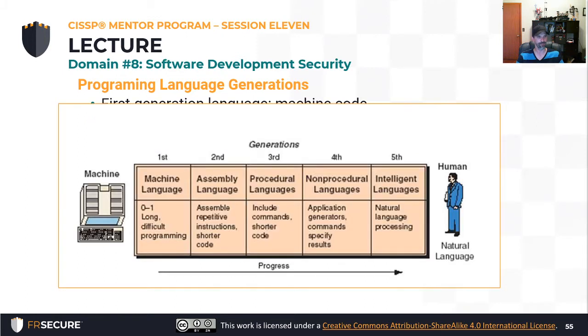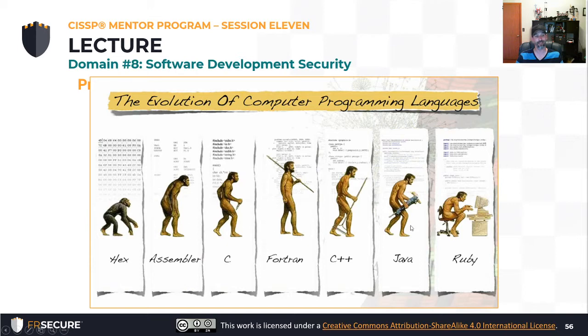So this is another look at that. If you have human natural language, this is where we get into natural language processing and fifth generation intelligent languages. They use code that's more similar to our spoken word. Machine language, again, is long, difficult programming, ones and zeros. It's using math, it's talking in machine language. And then you have your assembly, your procedural, and your non-procedural.